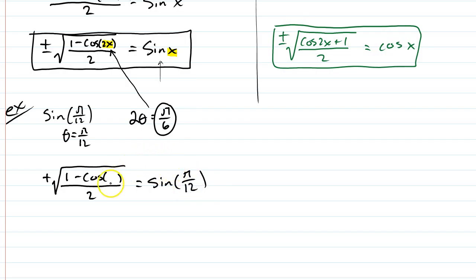Now, in the formula right here, I'm going to double the angle because that's what's in the formula. So this is where I put pi over 6. I am finding pi over 12, but I'm using pi over 6 to figure it out. Alright, so the square root of 1 minus cosine of pi over 6, which is root 3 over 2, all over 2.